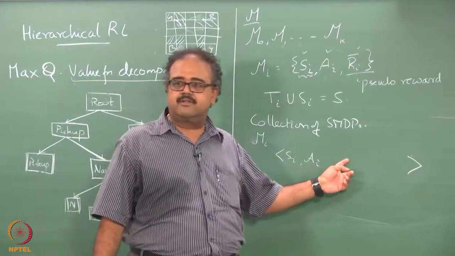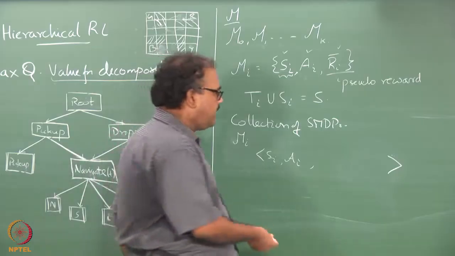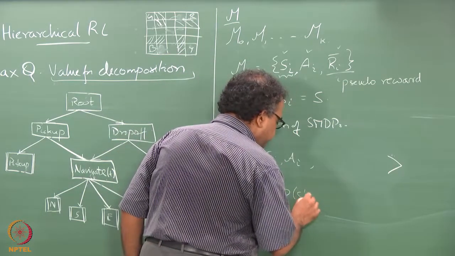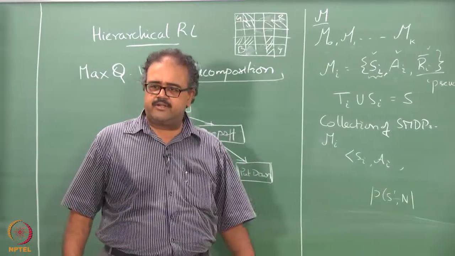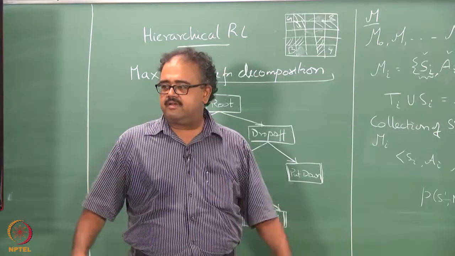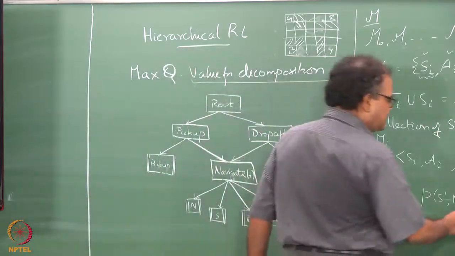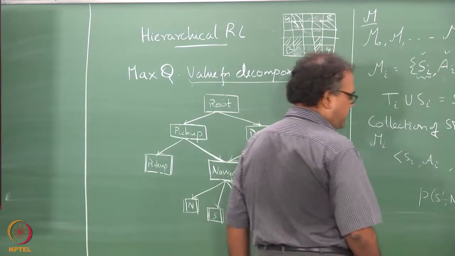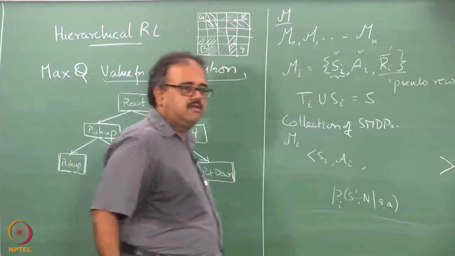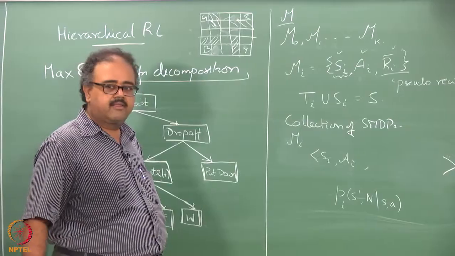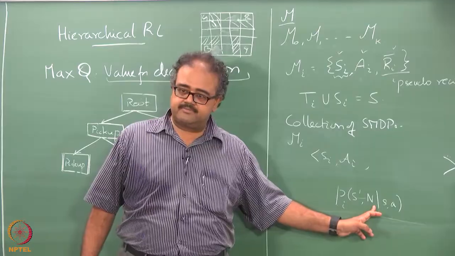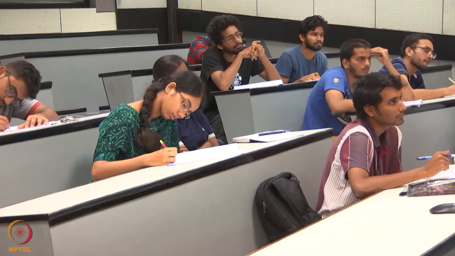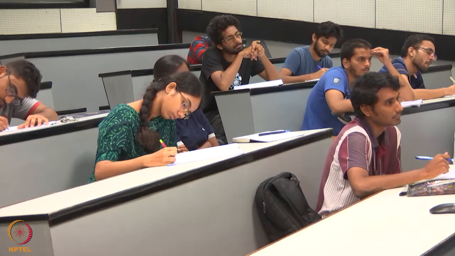So what will be my transition? Now I will have to define a probability over n, s prime, given s comma a. n is the number of time steps it is going to take. S prime is the final state you are going to land up in. I will have to do this for task i. N is the number of steps it will take to complete. It's a random variable, like tau. Yeah, if you want, I'll use tau.